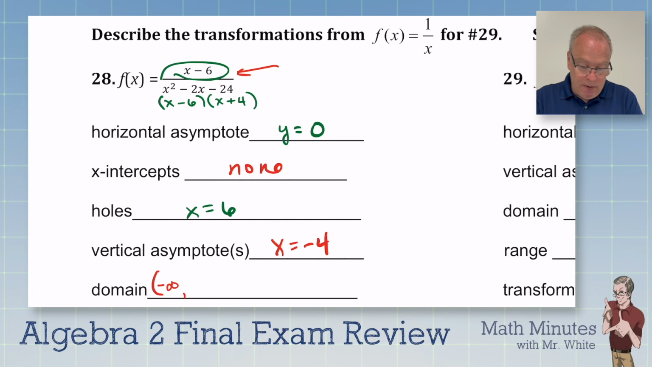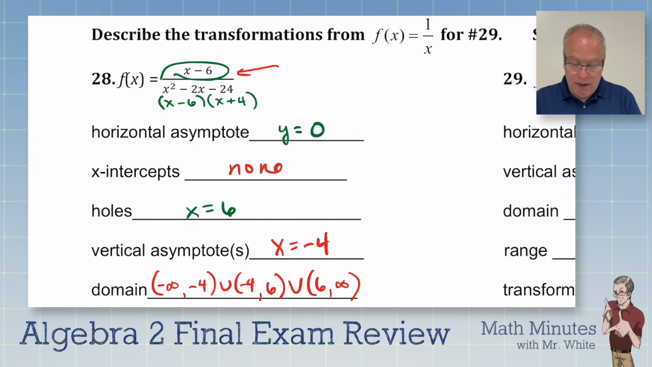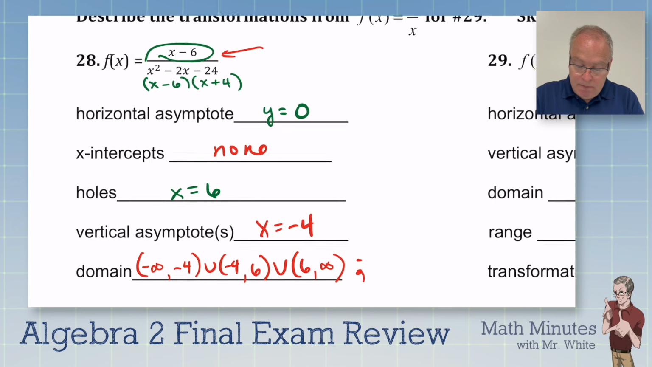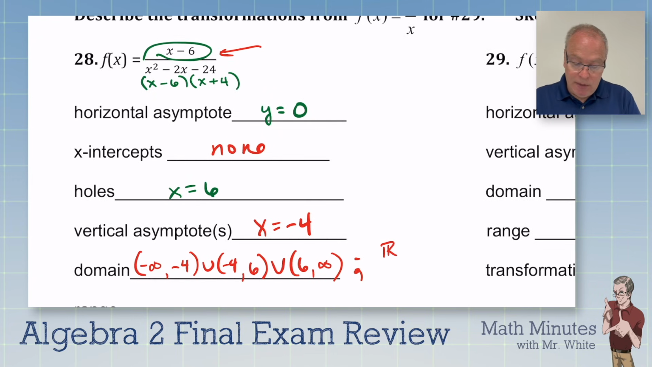So you would write negative infinity all the way up to negative 4. Remember, we're skipping that. Negative 4 all the way to 6. We're skipping that. That's why I'm using parentheses, because I'm leaving it out of my interval notation, 6 to infinity. Always start with your smallest number first, which is negative infinity, and then go left to right. Generally, myself and other teachers will also accept something like all real numbers except x equals 6 and negative 4. Or I often like to put x not equal to there.